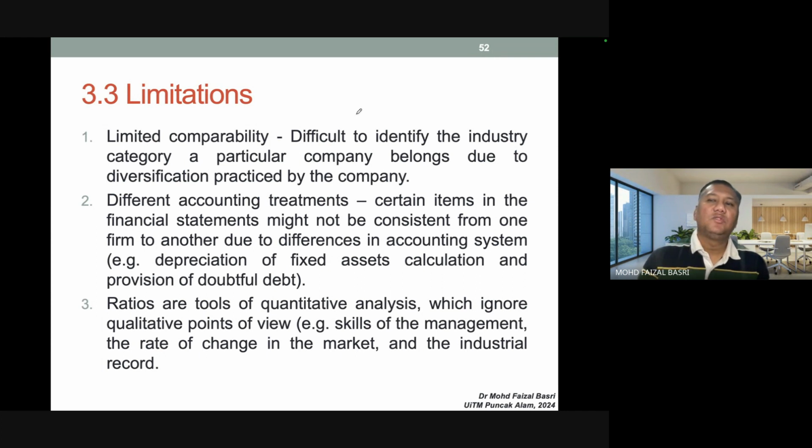Okay, contohnya kalau company tu terlalu diverse. Okay, contohnya kat Malaysia kita ada yang paling antara yang diversified company yang ada, contohnya Sandabi.